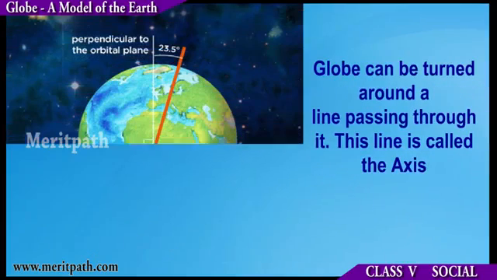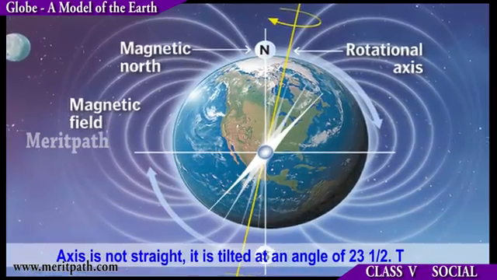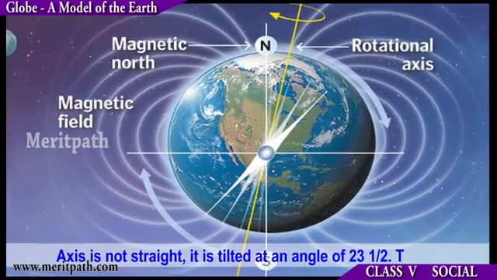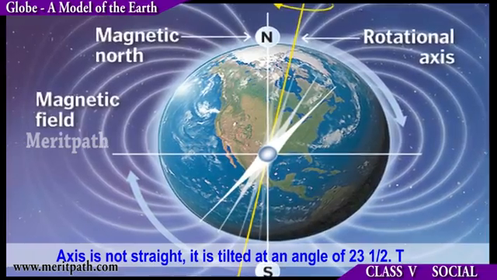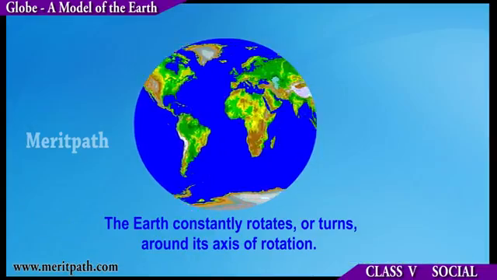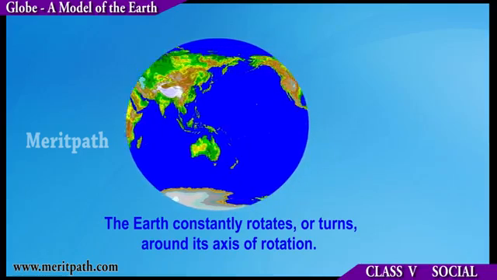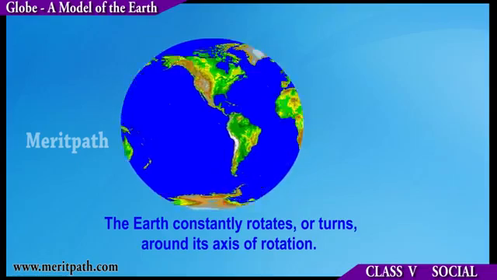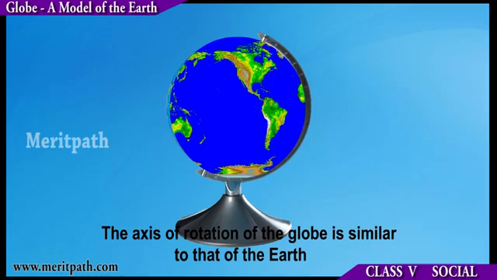Globe can be turned around a line passing through it. This line is called the axis. Axis is not straight. It is tilted at an angle of 23.5 degrees. The Earth constantly rotates or turns around its axis of rotation. The axis of rotation of the globe is similar to that of the Earth.